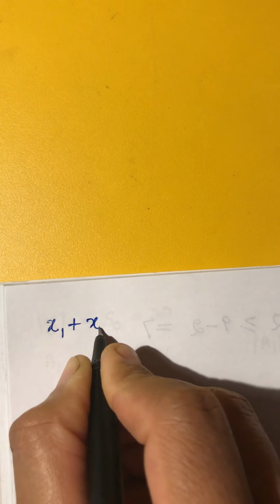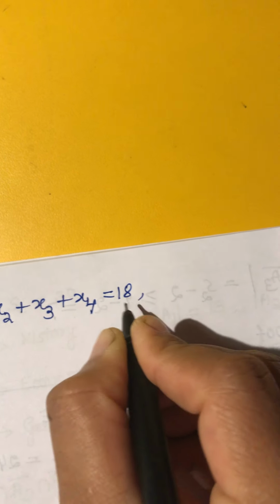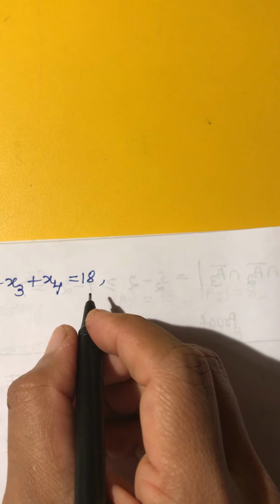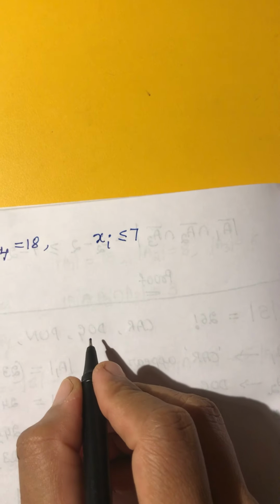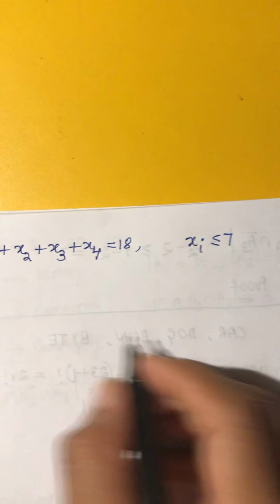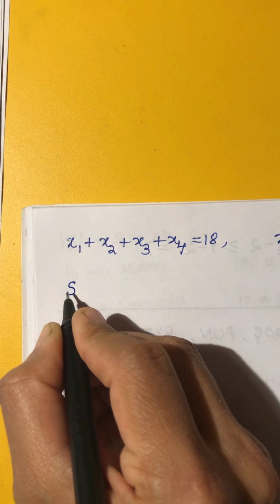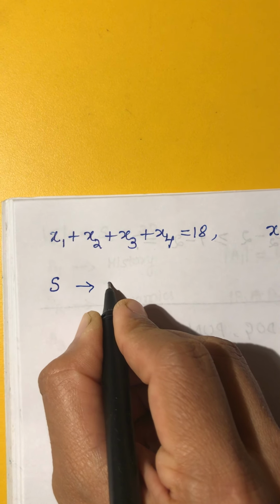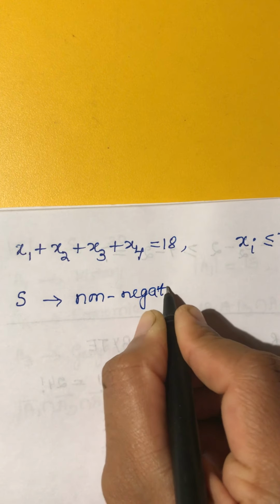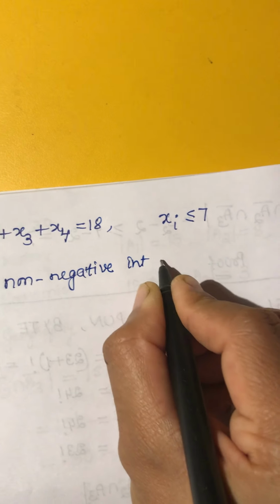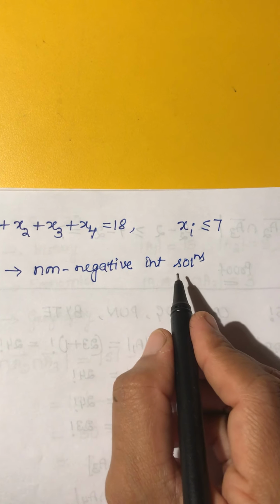So let me write the equation: x1 plus x2 plus x3 plus x4 is equal to 18, and they must be non-negative integer solutions with all xi less than or equal to 7. Okay, what will we do now? Let us first take a set S. Let S denote the set of all non-negative integer solutions of the given equation.